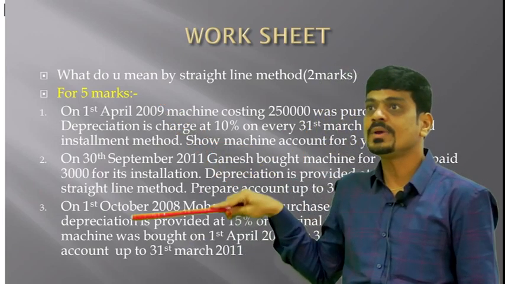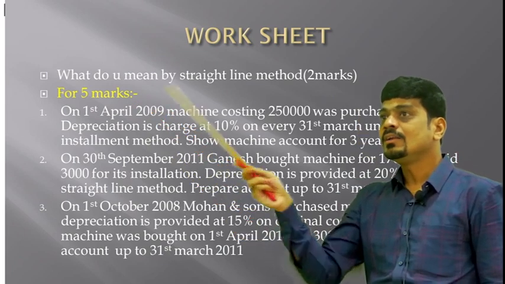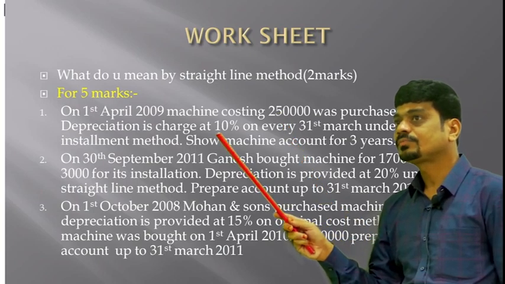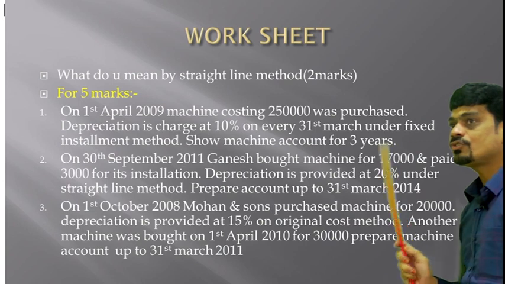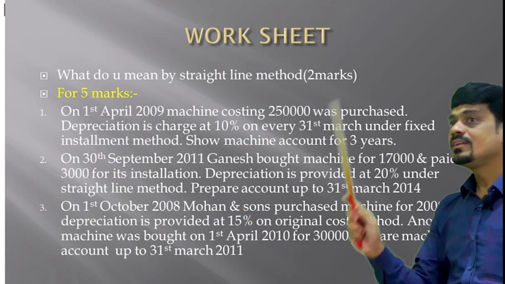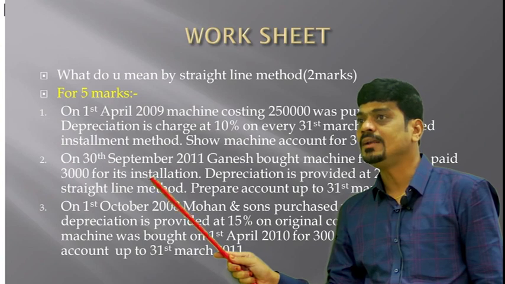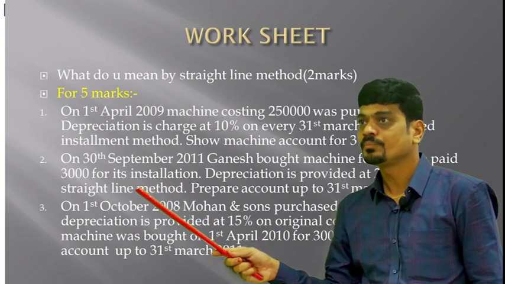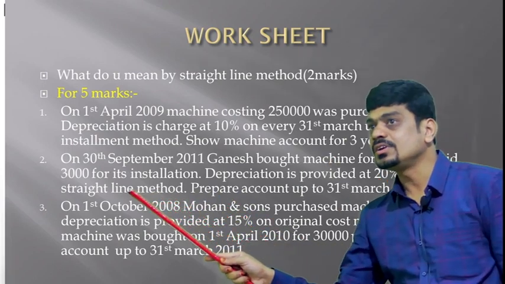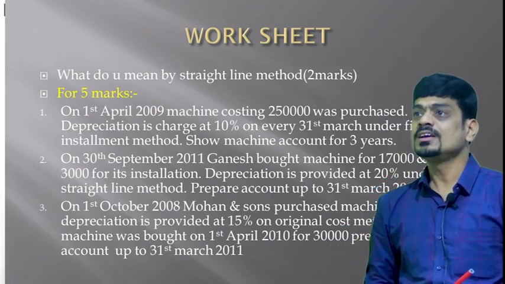Then you see the 3 questions I have formulated. In the first question, on 1st April, 2,50,000, the rate is 10%, the method is fixed installment method, and 3 years. Hope you all will do it. Then second, 30th September, which we'll convert to 1st October. For how much did we buy? 17,000. How much did we pay? 3,000. The same 3 questions I did for you in the class, I am giving you as revision.